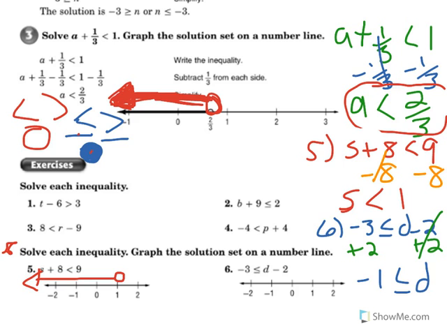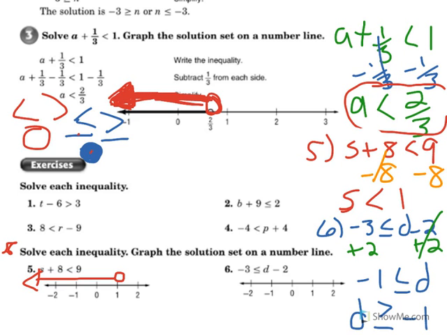Now you'll notice in this example, I have the variable on the right side. I like to see it on the left side. It makes it easier for you to graph it. So I'm going to put the d on the left side, put the negative 1 on the right side. The alligator was previously eating the d, so the alligator must still be eating the d. So it's d is greater than or equal to negative 1.